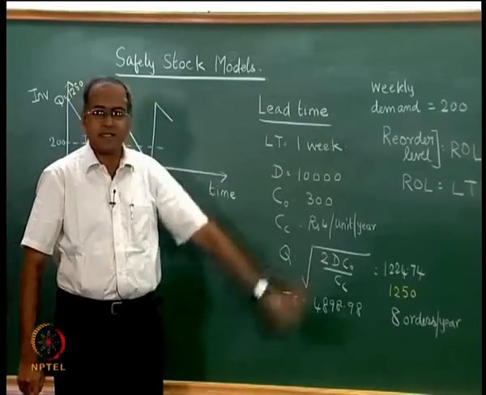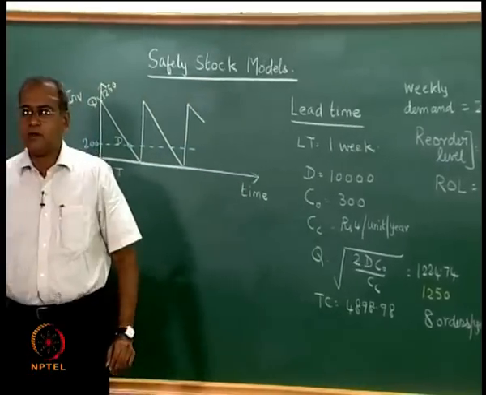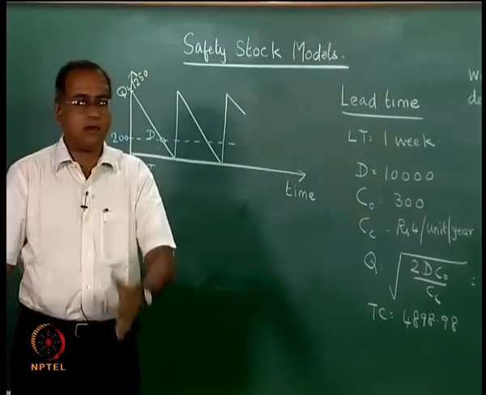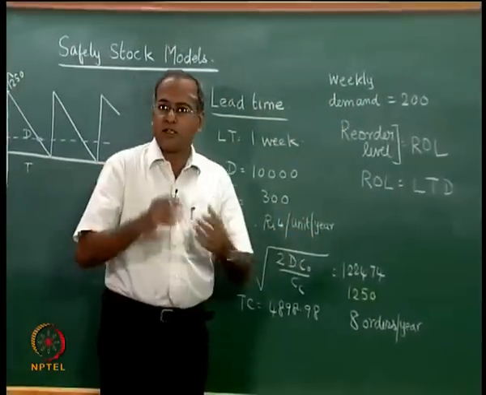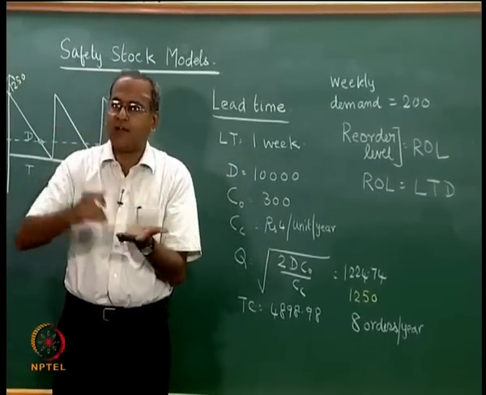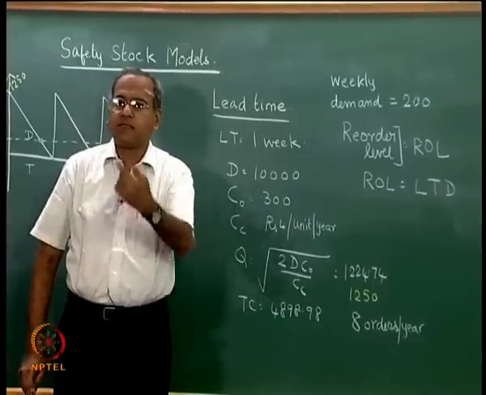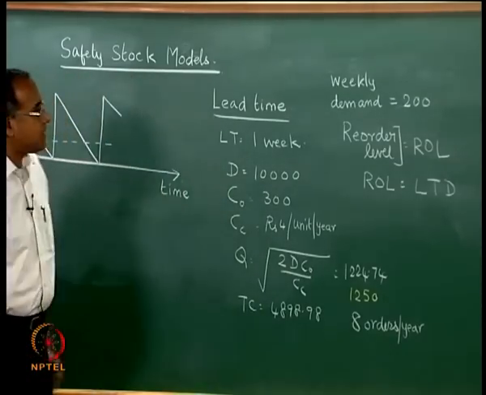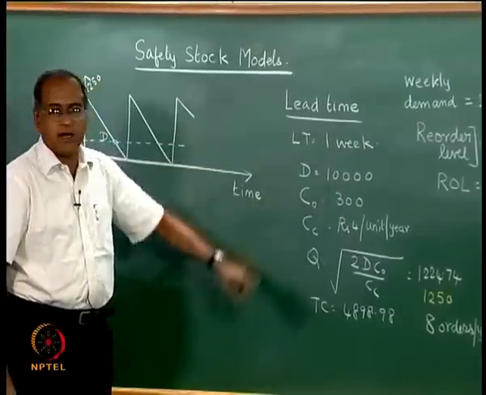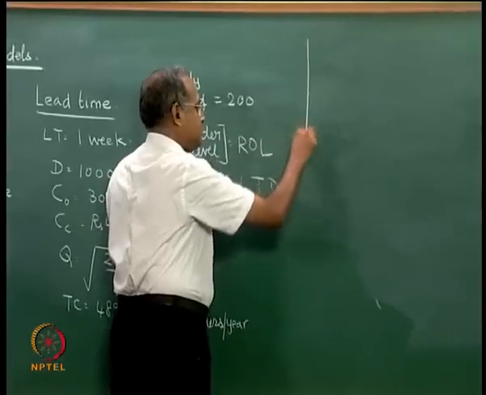So, this model would be like saying that every time we order, we place an order for 1250, we expect to order 8 times in a year, and we place an order when the stock that we have is 200, or if we compute the reorder level differently. Whenever we reach the reorder level, we will place an order. Now, say the lead time is exactly 1 week, but let us look at a case where the demand is not exactly 200, but follows a certain distribution.